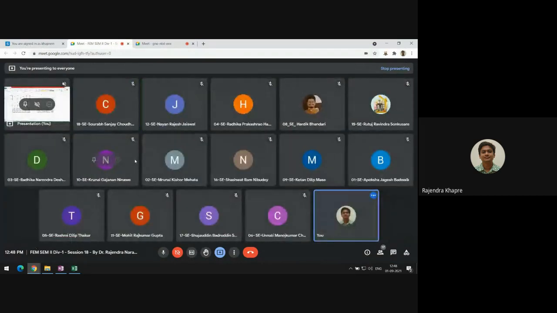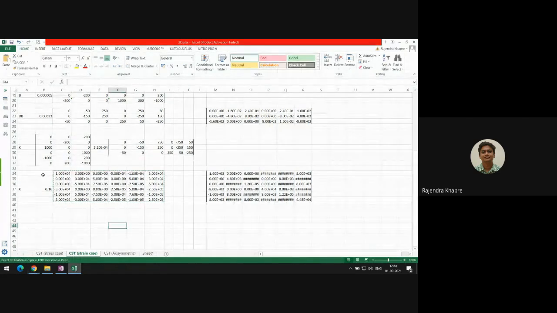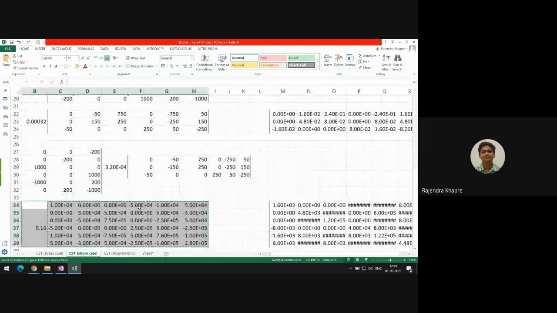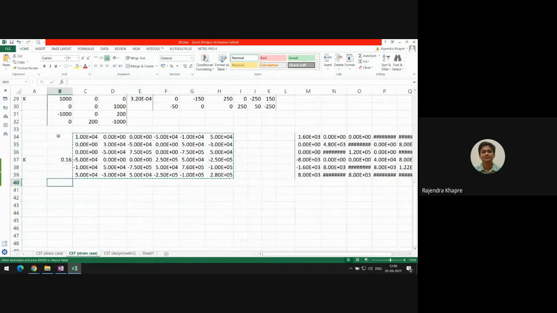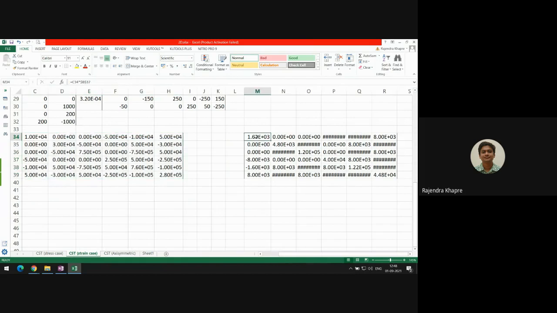Now you see, this is the Excel sheet which I have prepared. This is your K matrix. Just now we saw the generation of the K matrix, but this is your K2 matrix, not the K1 matrix. This is a constant which is outside, and this is the matrix. What I have done is multiply this constant with all the elements over here, and as a result I got these values.